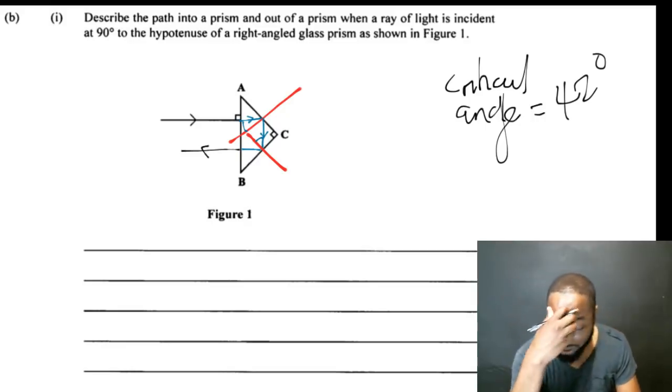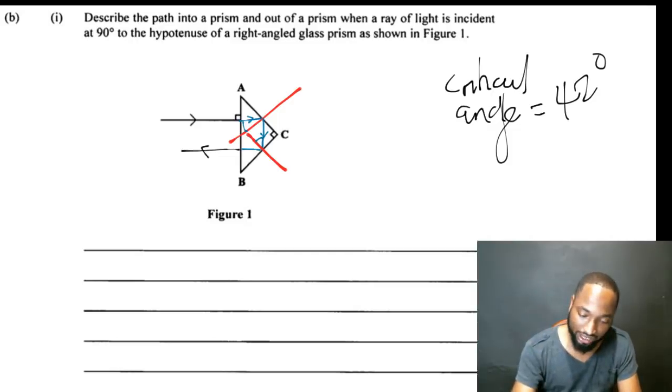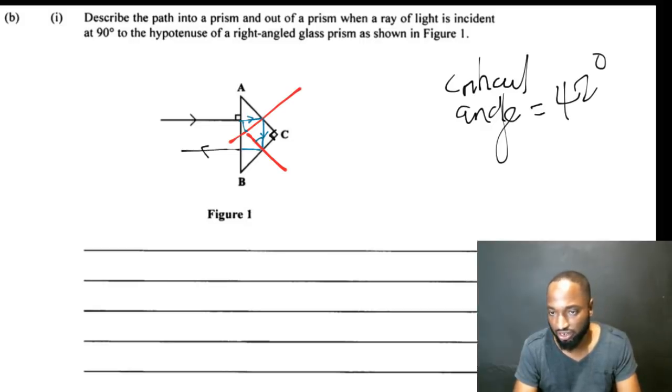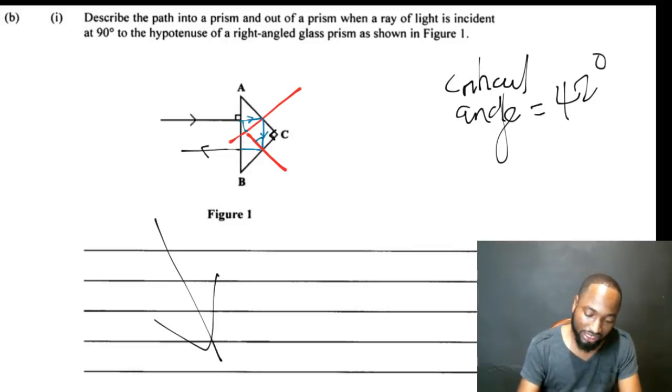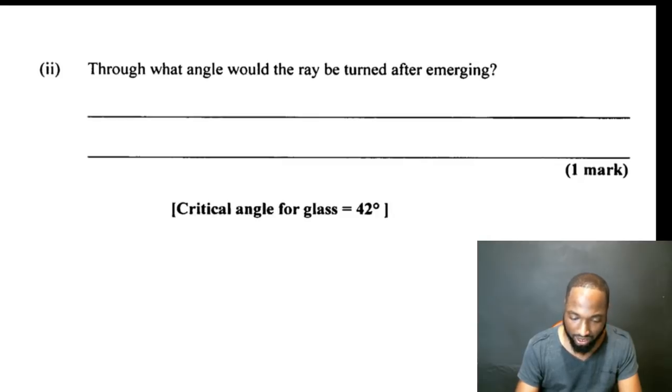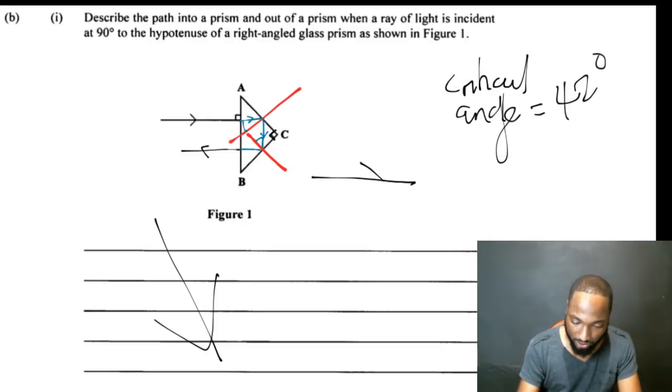Okay? So the angle here, since this is 90, the angle here is 45, which will be greater than the critical angle, 42. So we will experience total internal reflection. Now, make sure you explain this well, because that was 8 marks. Then you actually needed to state what angle the ray would be turned through after emerging. Well, if you went this way and you end up going back this way, how much did you turn? That's a good question.